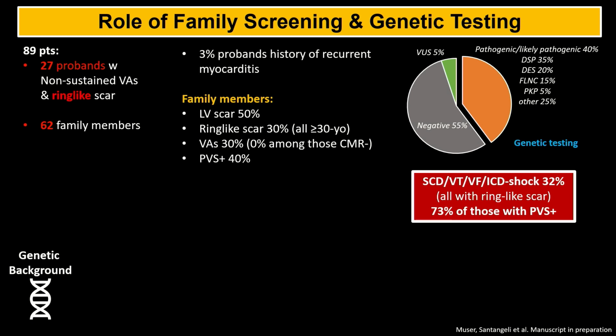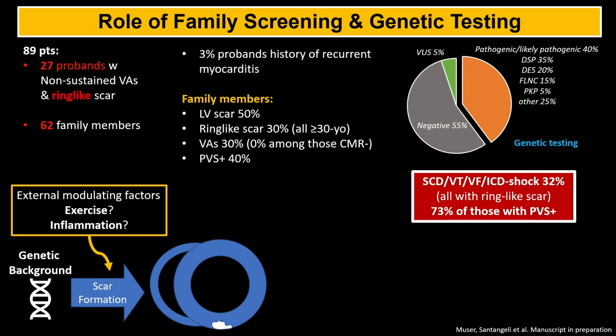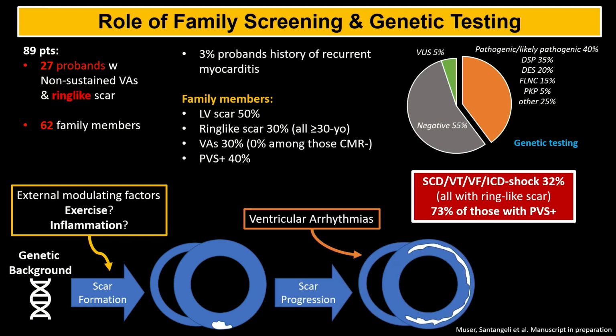So our hypothesis is that probably here we have a genetic background that together with some external elements such as exercise or inflammation leads to the formation of scar. And it's only after the formation of scar that we see ventricular arrhythmias. Then those same elements lead to the progression of scar towards the formation of the complete ring, which is associated with an increased risk of sudden cardiac death.